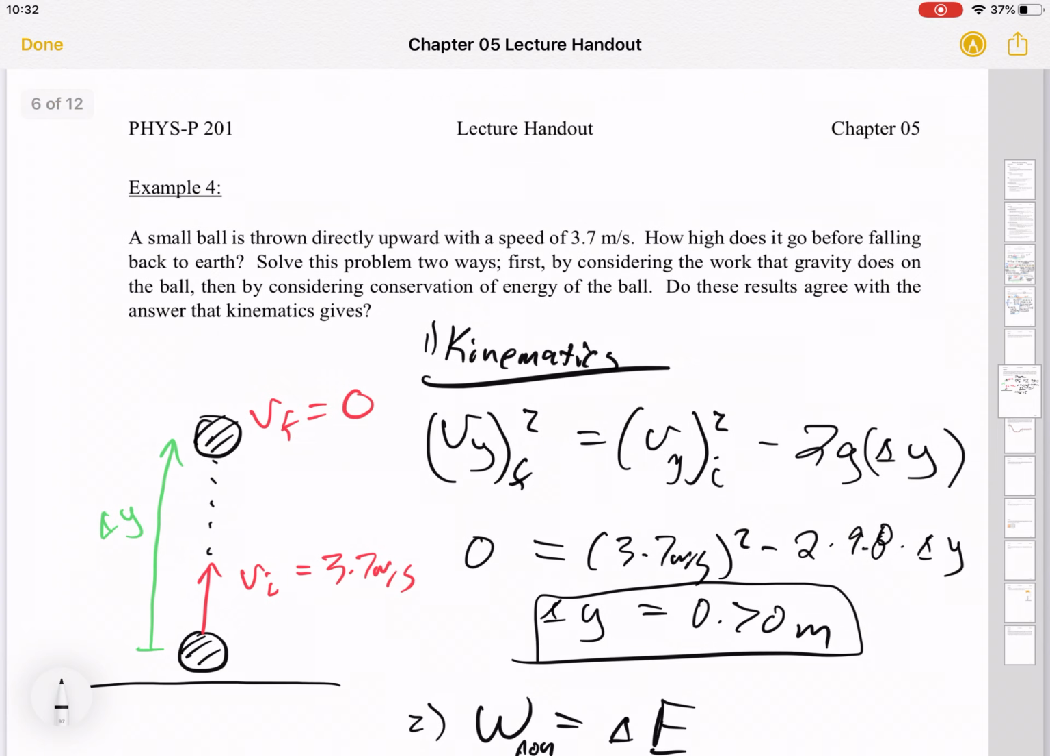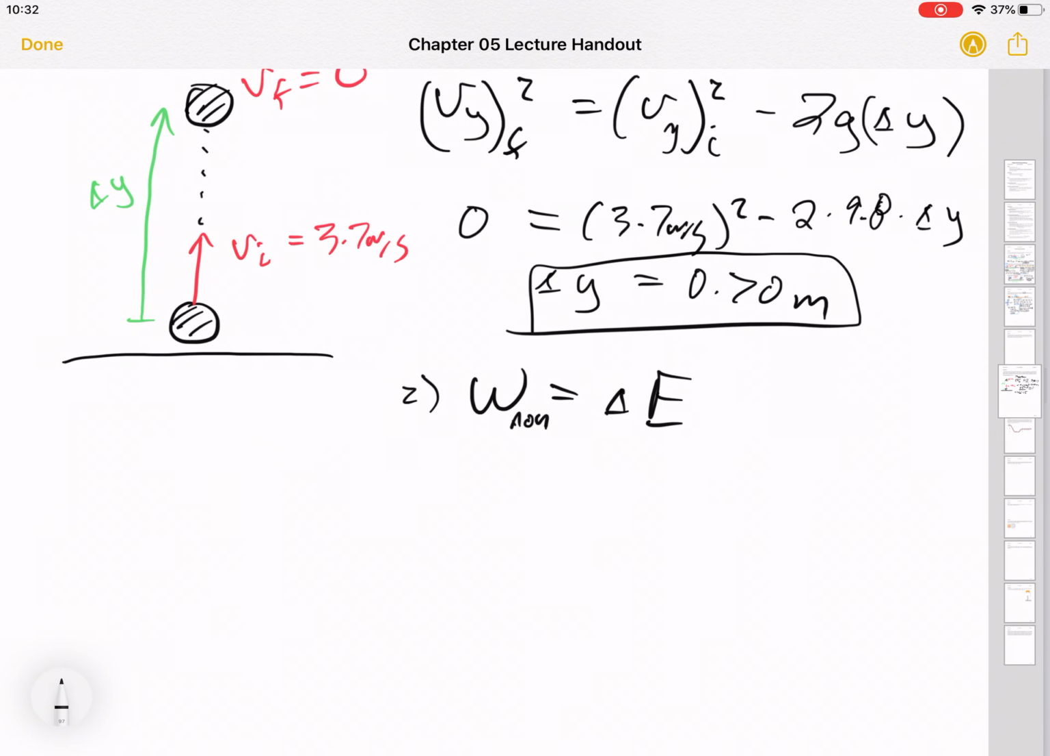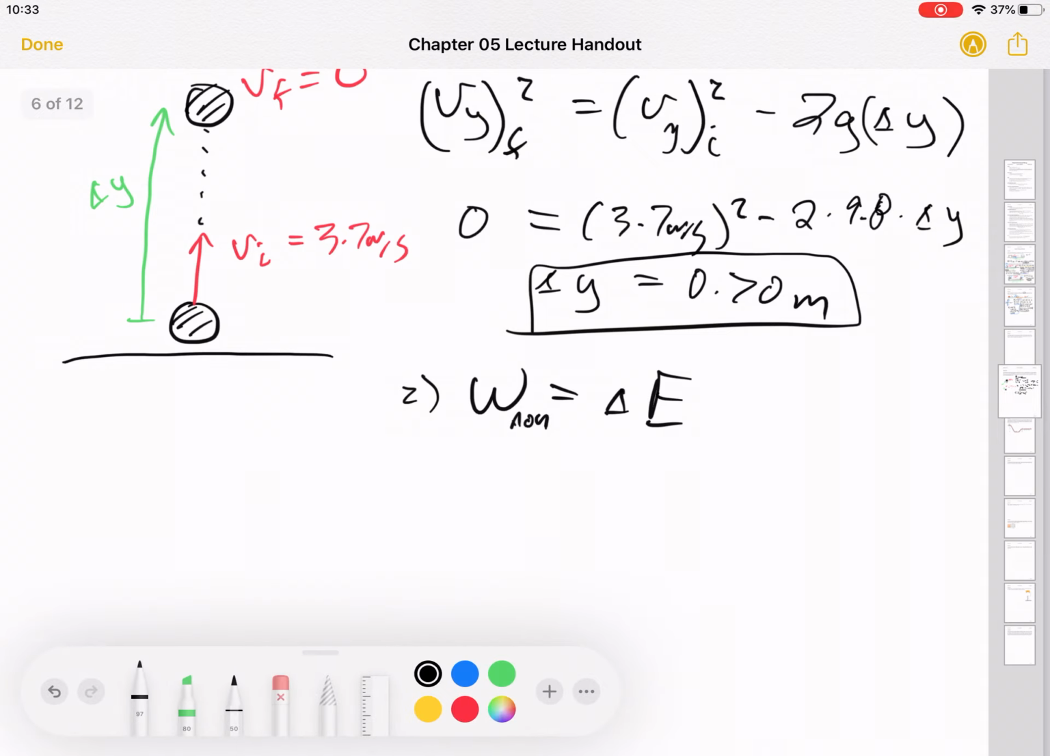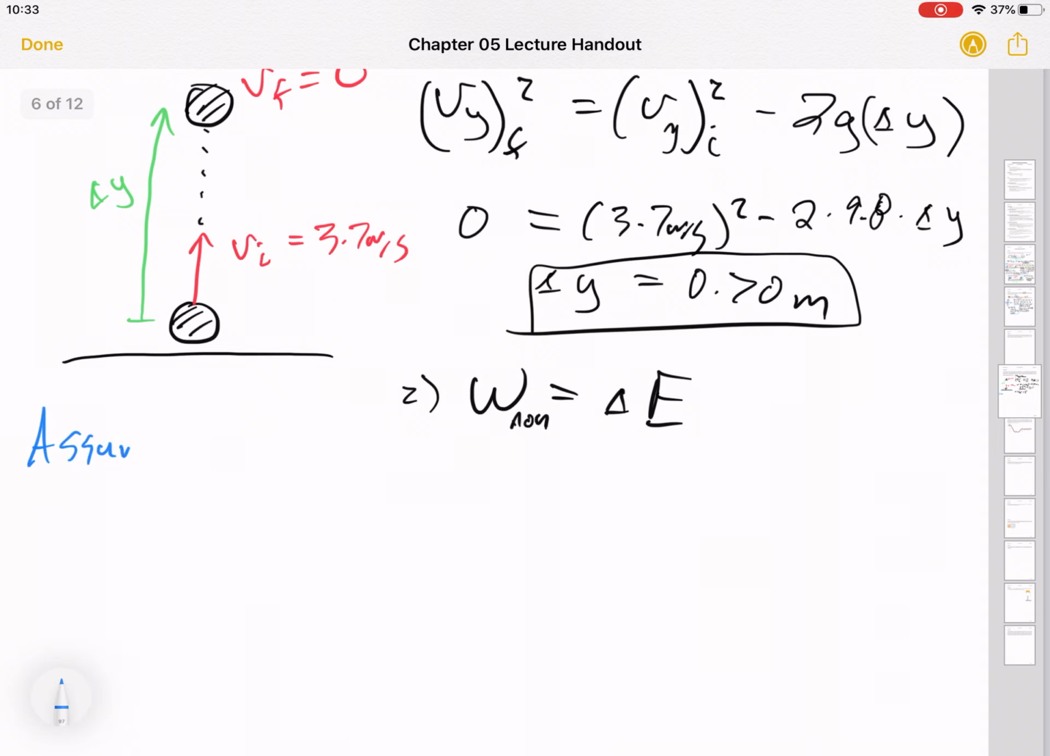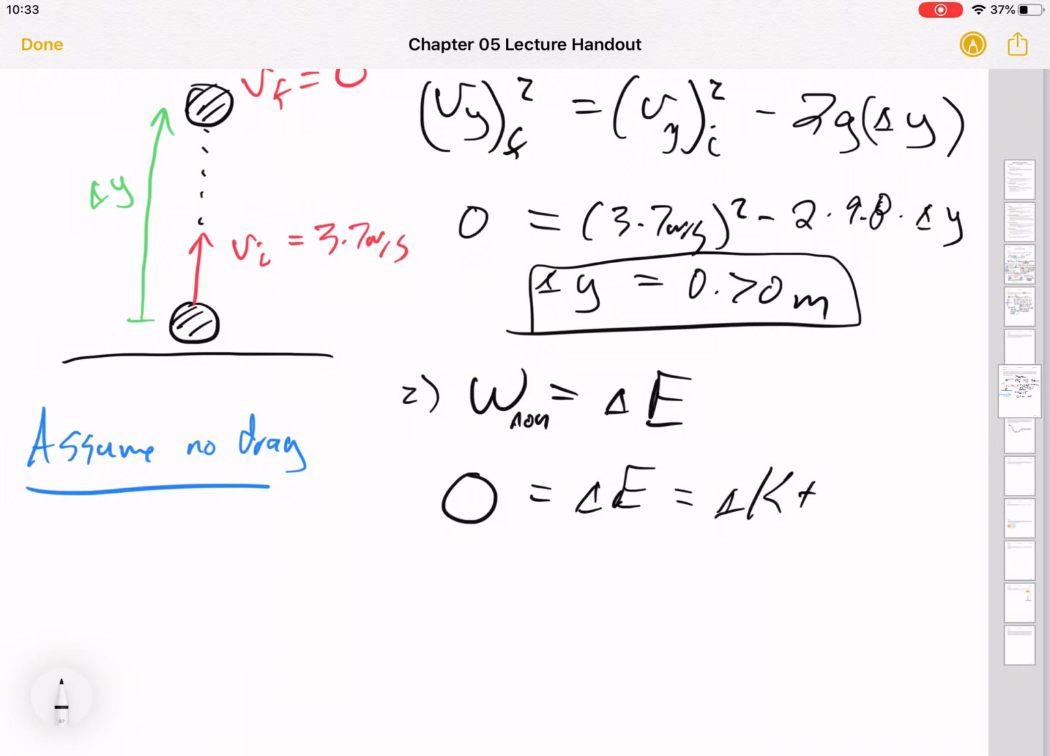It doesn't say that, but generally we ignore drag. At these speeds, 3.7 meters per second, you can pretty much ignore it, unless you're throwing something like a ping pong ball that's really light but really big, like a hollow child's softball. But let's assume here, we'll write it in blue, assume no drag. That means that there are no non-conservative forces. So 0 equals delta E, which is delta K plus delta U.